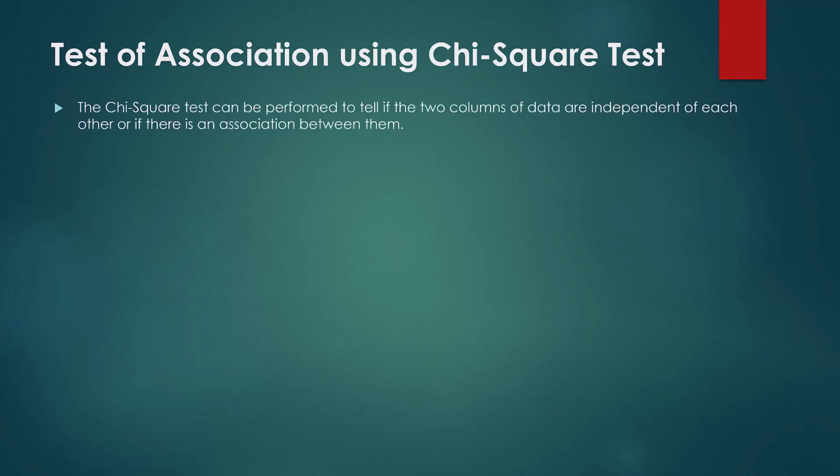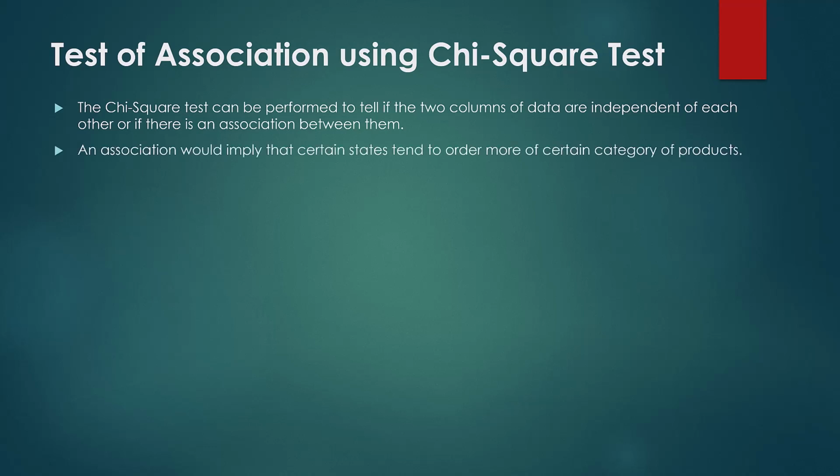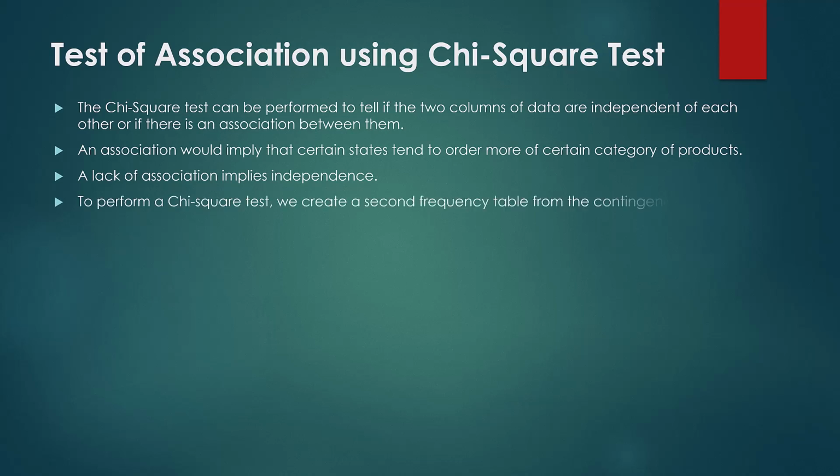Then we can do a chi-square test to see if there's any association. The chi-square test is performed to tell if the two columns of data are independent of each other or if there's an association between them. So in our example, an association between the two variables would imply that certain states tend to order more of a certain category of products. A lack of association implies independence.